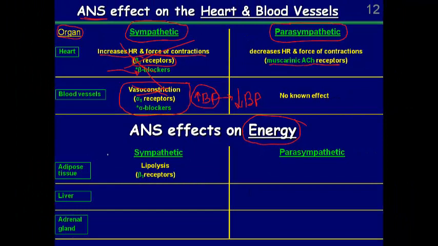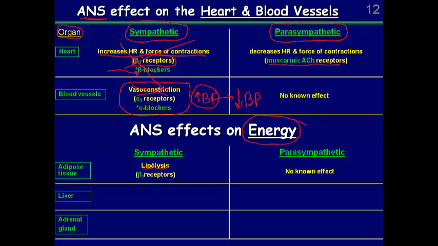So what does adipose tissue do? Sympathetic neurons cause lipolysis. So lysis means break, lipo means fat. So we are breaking down fat to release the energy from it. Parasympathetic, no known effect on adipose tissue.